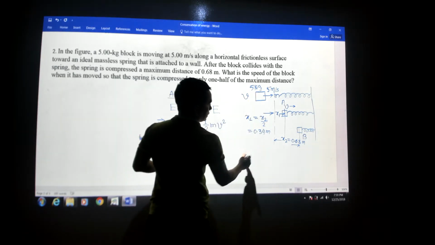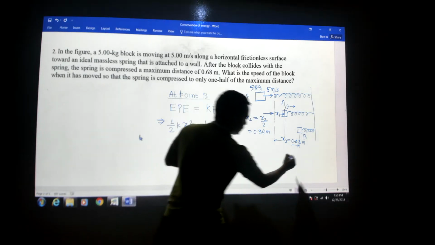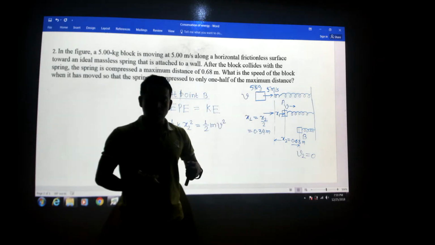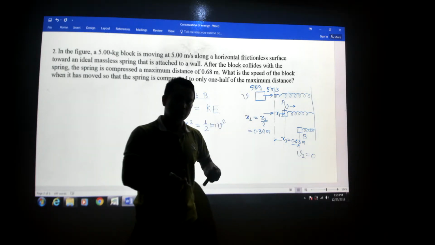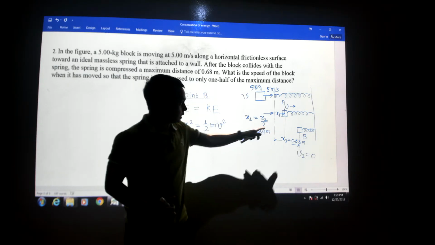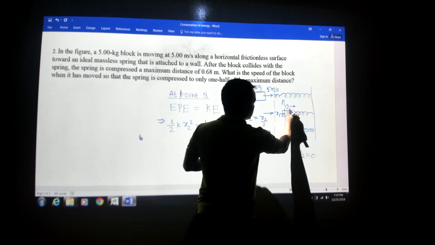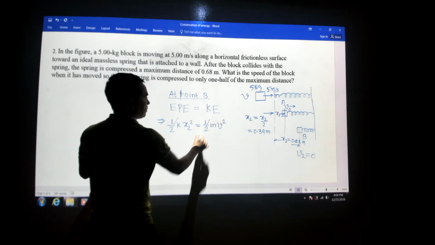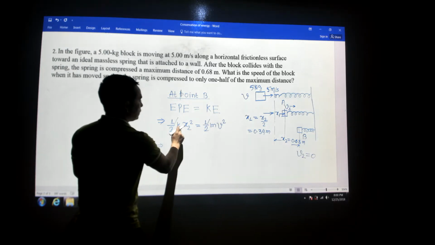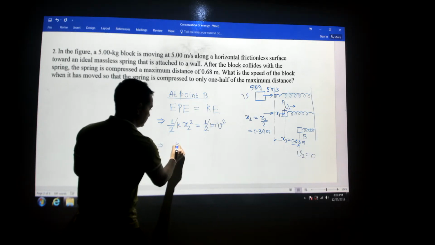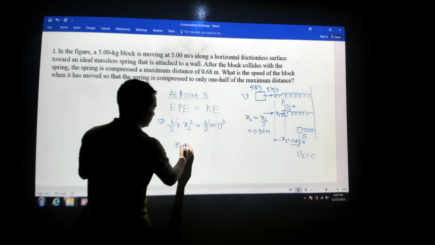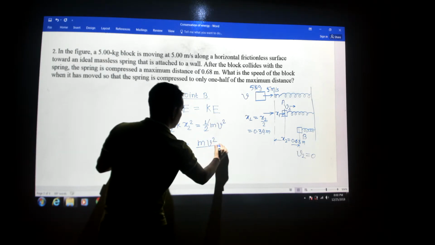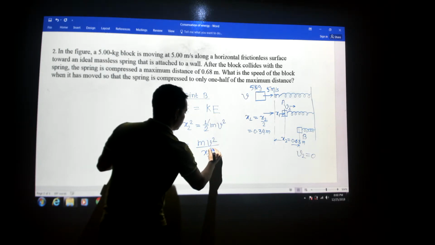This velocity is v here, and the velocity at this point is 0. Why is that? Because all the energy has been stored in the form of potential energy, but at this point there is a certain velocity. We call that v1. Now this half cancels out. I'm just finding out k here, the spring constant: k equals m v squared over x2 square.